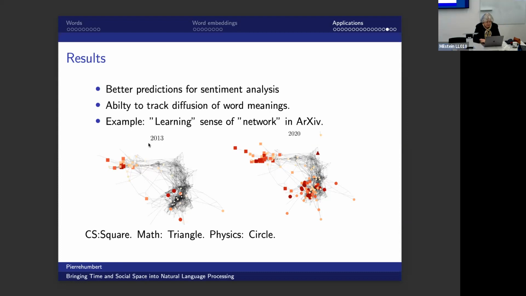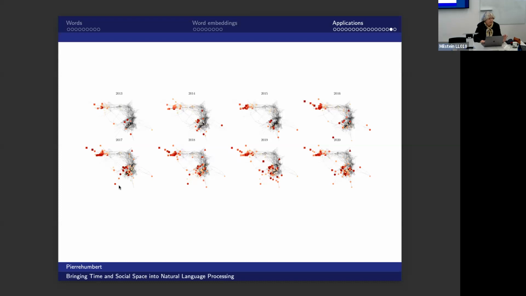So in 2013, we had a little constellation of the learning sense of network in CS, which is squares. There was very little use in math. But actually, physicists were already working on that. So we have a little constellation down here. In 2020, not only is a lot more of the subfields using that, but now it has encroached a lot into the math literature, which is in triangles. Okay, so now you see the beginning and the end. But using this method, we can track very smoothly this propagation over the years. So that is the advertisement for that.